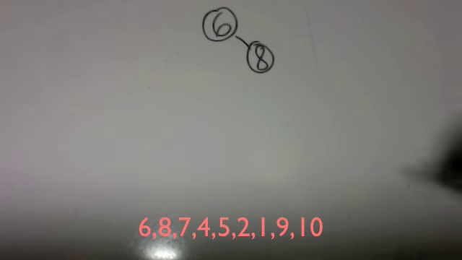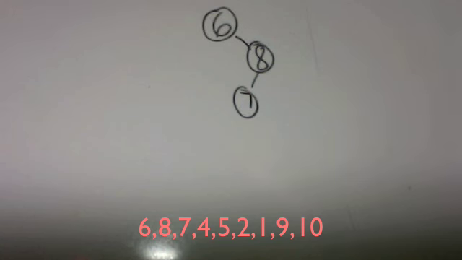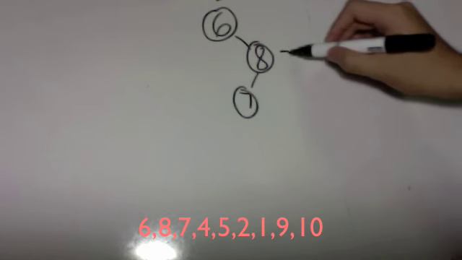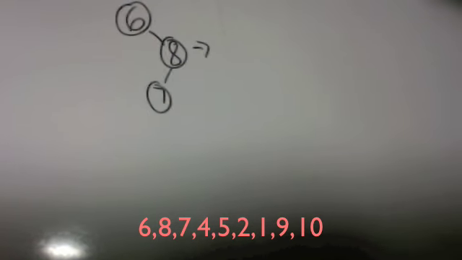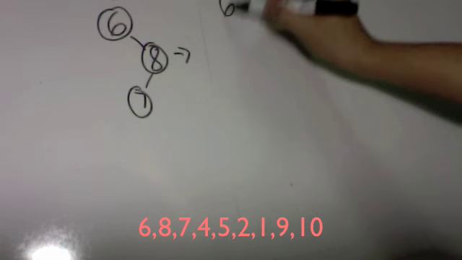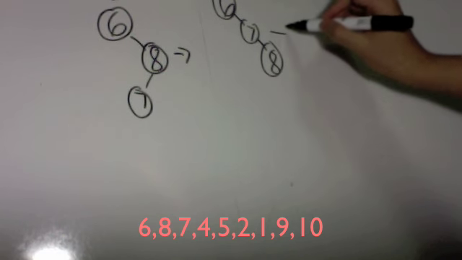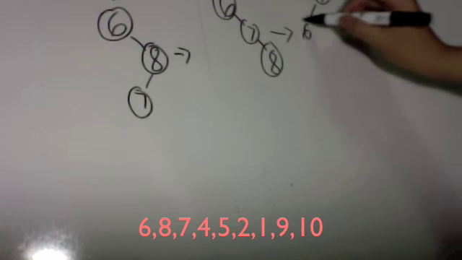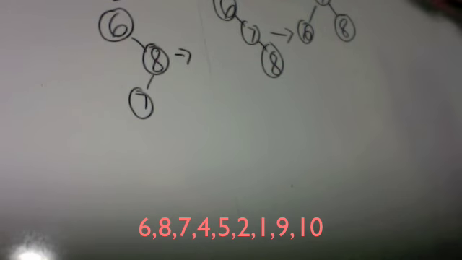The next number is 7. Since 7 is less than 8, we put it to the left of 8. Now, our binary tree's balance factor is negative 2. That means we have to rotate. Now our binary tree's balance factor is again 0.